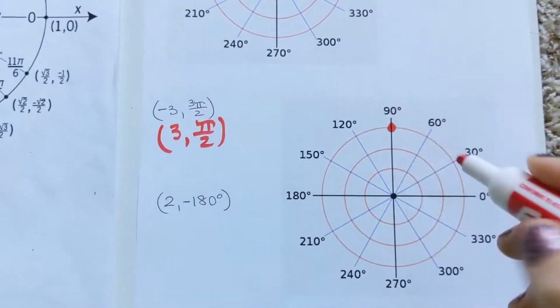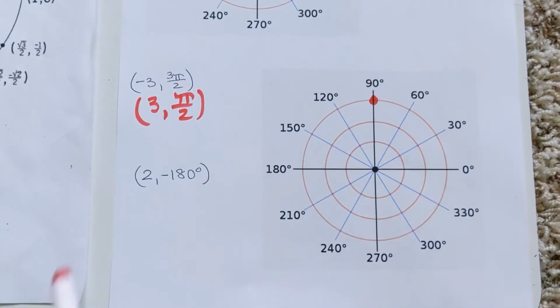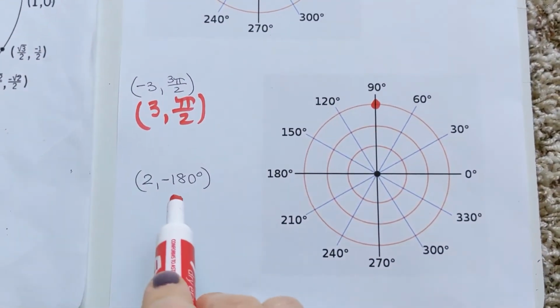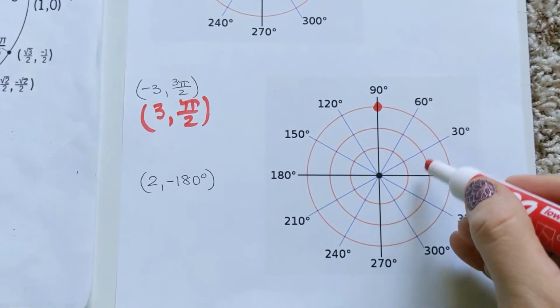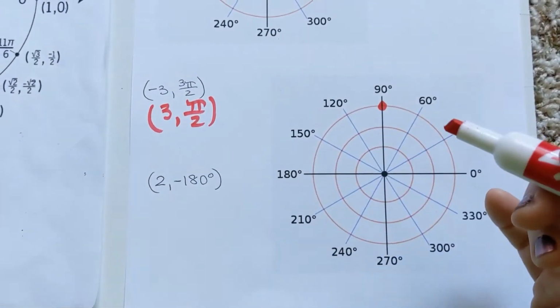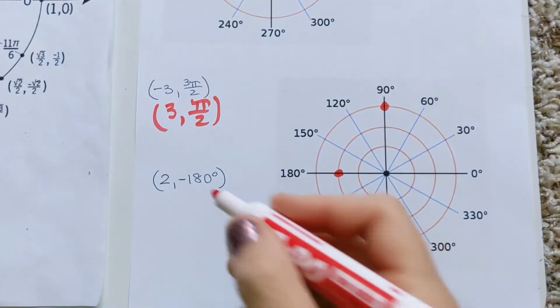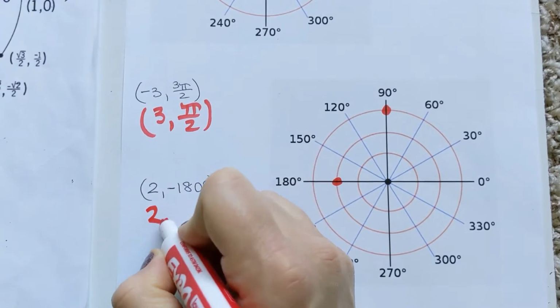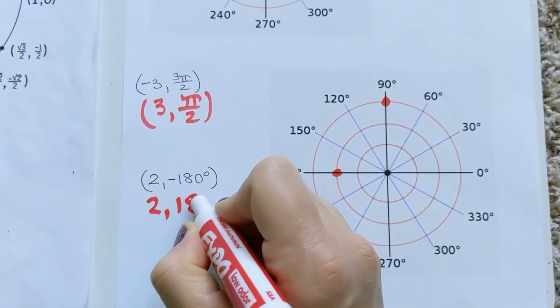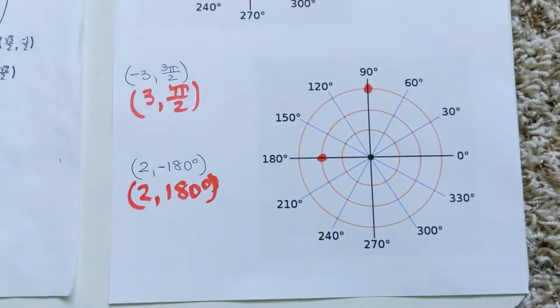Okay? I know it says 90 degrees, but if they give it to you in radians, you have to give it in radians. Now, 2, negative 180 degrees. This is positive 180 degrees. It's also, if I go that way, negative 180 degrees. So then 2 on that. And it's the same thing. It's the only one that will ever be the same because 180 degrees and negative 180 degrees are in the same place.